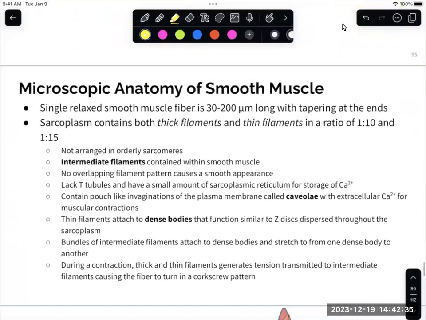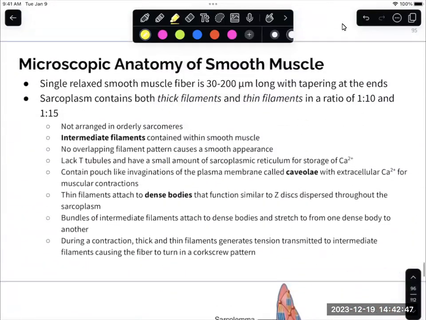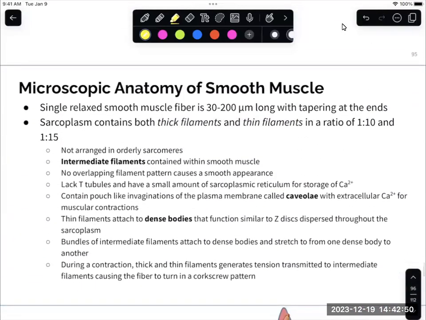So a single smooth muscle fiber is kind of tapered at the ends. You can see this fusiform shape that these cells make. They contain both thick and thin filaments at a ratio of 1 to 10 or 1 to 15. So 1 thick filament for 10 to 15 thin filaments. They are not arranged in sarcomeres like they are in skeletal and cardiac muscle. They contain more intermediate filaments, and there's no overlapping of these filaments, which is why it's a smooth pattern.